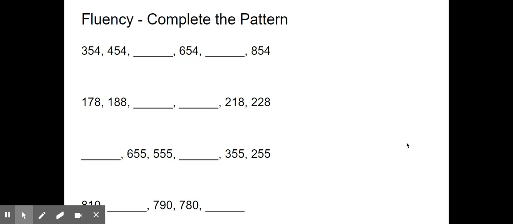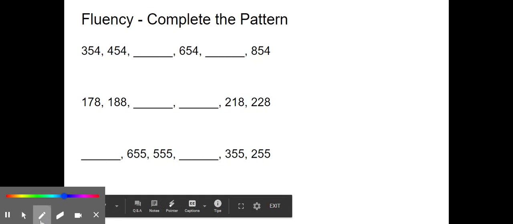We are going to start with fluency. You are going to be completing the pattern. For this first pattern, take a minute to look at it. You can pause the video and try to see what the pattern is. Are the numbers getting bigger or smaller? Are the hundreds, the tens, or the ones changing? See if you can fill in the missing parts. Let's go over it together.